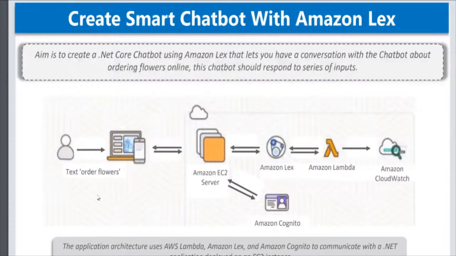So for example, the users will be texting order flowers, and this will be processed, and then this request will be coming down to the Amazon EC2 server, and then this request will be passed on to Lex, and then this is going to be processed by Lambda. Lambda is a part of the serverless computing platform through which we can process the request. So instead of deploying the entire server, we can use it to handle the serverless request, and then it can be monitored using CloudWatch, and when the request has been processed, it can be sent back to Lex, and it can be returned to the end user. And in the entire architecture, we'll be using AWS Lambda.